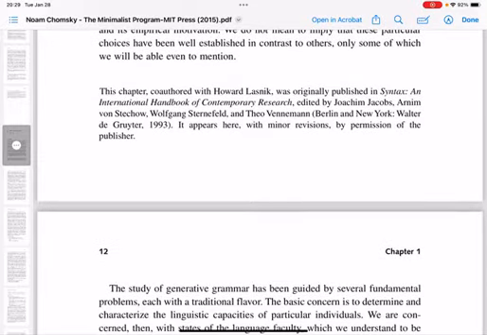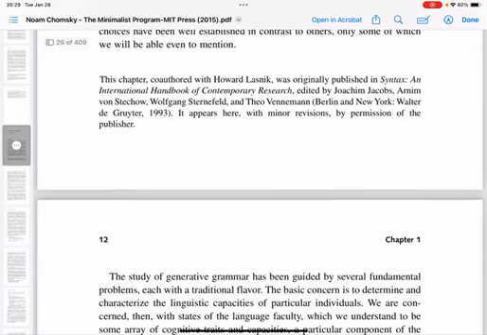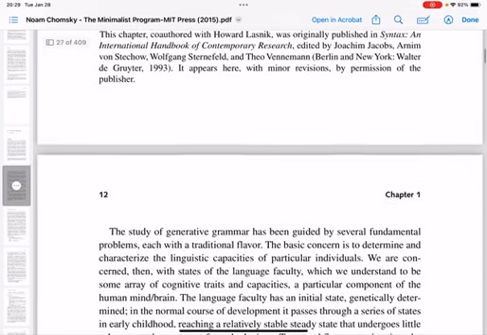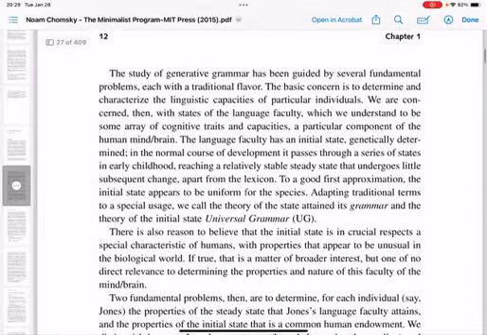Okay, this chapter, co-authored with Howard Lasnik, was originally published in Syntax, an International Handbook of Contemporary Research, edited by Joachim Jacobs. Let's just say Jacob. Arnim von... Okay, I'm not gonna read those names. I can't. It's very hard. It appears here with minor revisions by permission of the publisher. Okay. Now I get it.